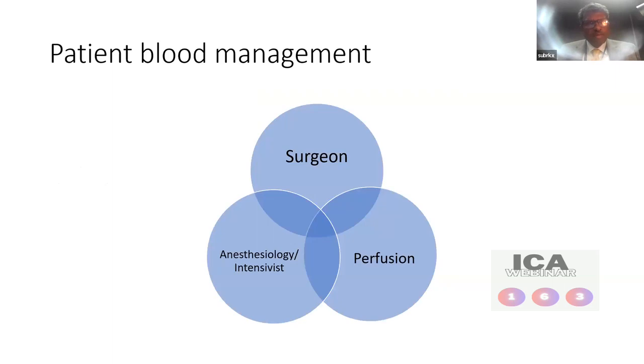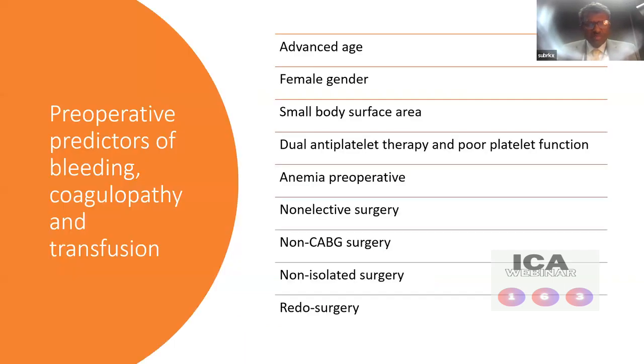Patient blood management is a close interaction between surgeon, anesthesiologist, intensivist, and perfusionist. There are several predictors of bleeding, coagulopathy, and transfusion in cardiac surgery: advanced age, female gender, small body surface area, antiplatelet therapy, poor platelet function, preoperative anemia, emergent surgery, non-CABG and combined surgical procedures, and redo surgery. These are some of the risk factors.